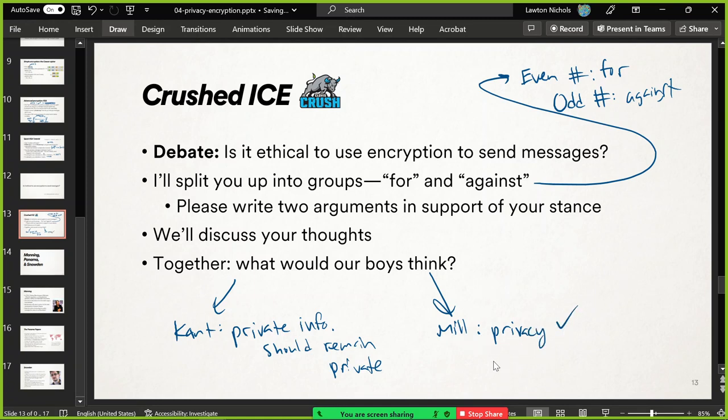Or maybe we should get rid of encryption so that law enforcement could snoop in on somebody's messages, keep it private for most people, just not law enforcement or something. And that would allow us to protect people from harm. Because if we were to read the bad people's messages, then they would get caught, right? So that would be an argument against encryption. And so either way, again, you could argue.